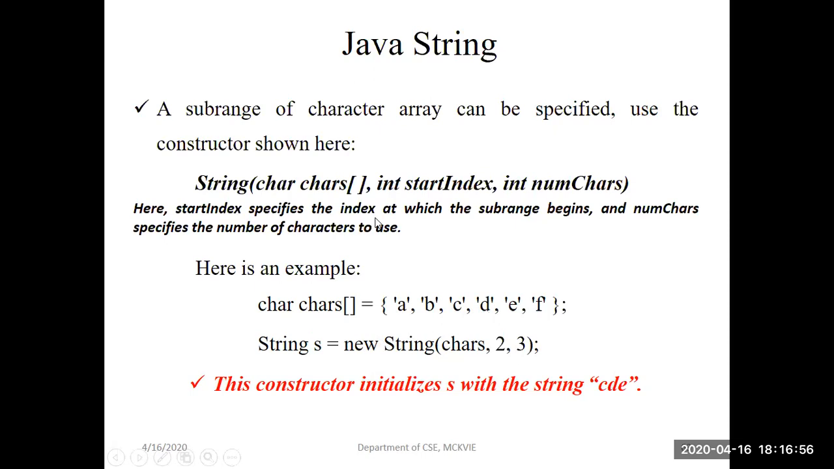Start index specifies the index at which the sub-range begins. What we are doing in this constructor is specifying a sub-range of a character array, which is used to create a string by using the string constructor. Here chars is my array name. The second one is the starting index where the sub-range begins, and numChars specifies the number of characters to use.